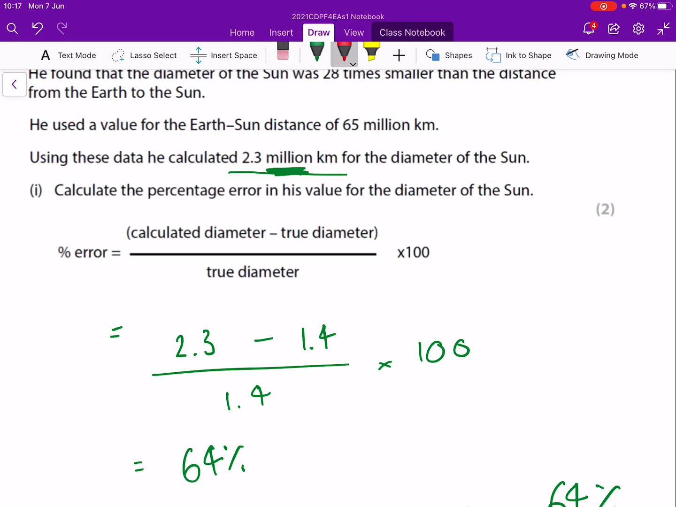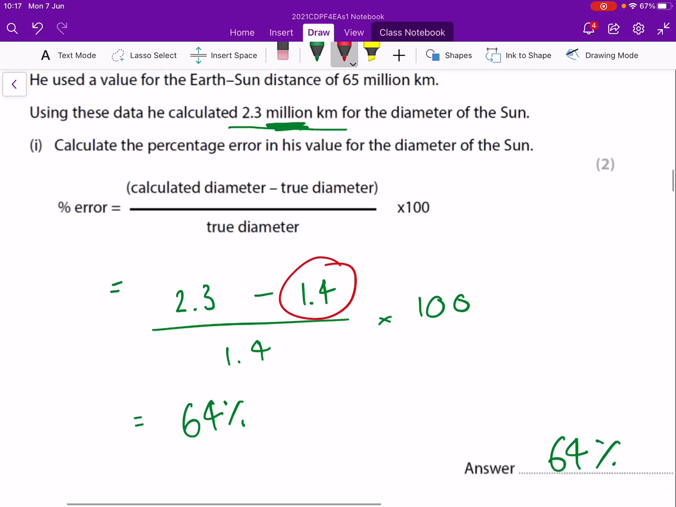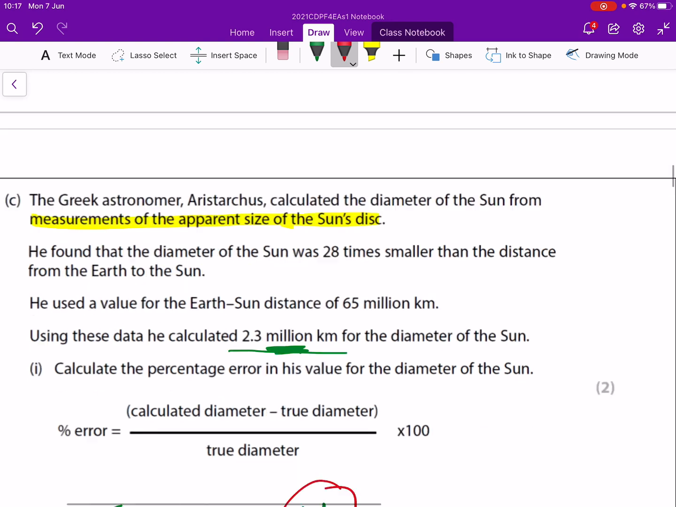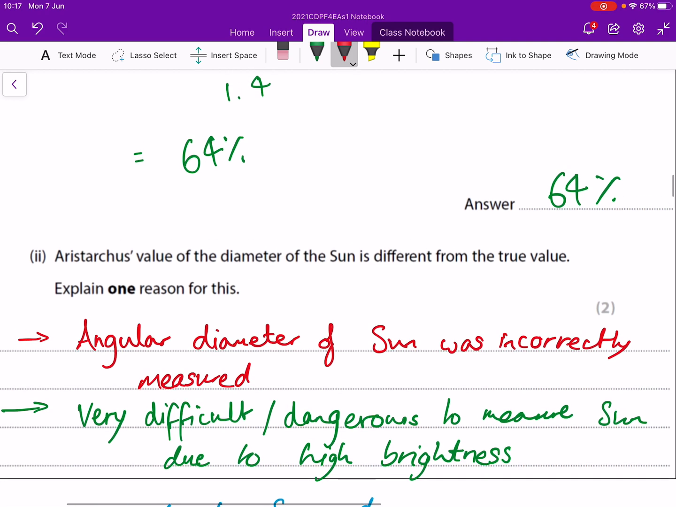Yeah, 2.3 was what he calculated, and then we compare that to 1.4, which we get off the data sheet. Find out that he had a 64% error. Why was this error so big? Well, he'd been trying to measure the apparent size of the sun, and that is kind of relevant here. So what did he do wrong?